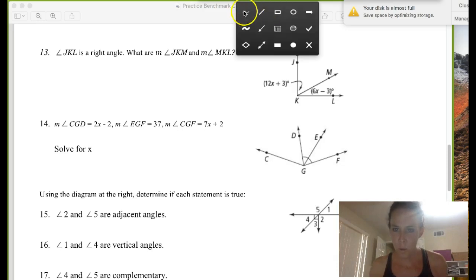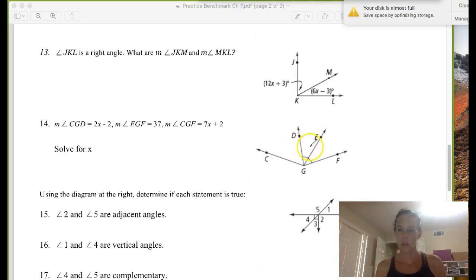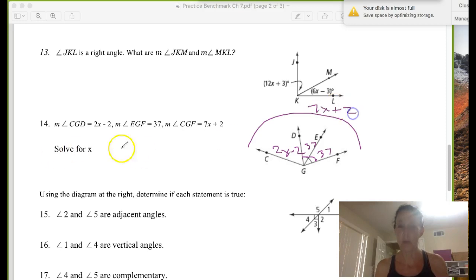So let's set up an equation. And, oh no, I lost all my markings. All right, this was 2x minus 2. This was 37. This was 37 because these are congruent. And then the whole thing here from CGF was 7x plus 2. Sorry about that. Okay, so let's set up an equation to solve for x. So we're going to go 2x minus 2, so this angle, plus this angle, plus this angle is going to be the whole angle. So 2x minus 2 plus 37 plus 37 is going to equal the whole thing, which is 7x plus 2.